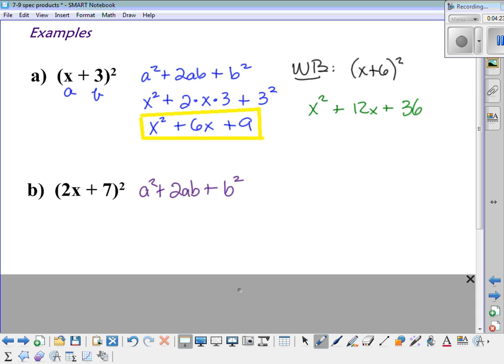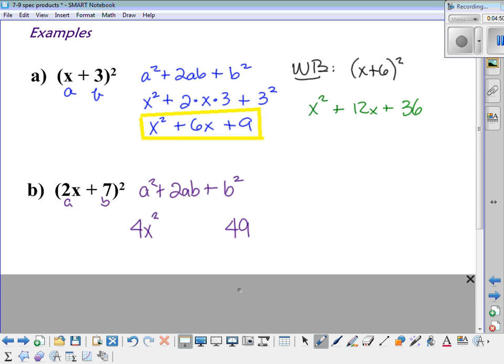Okay, so again, this is my A, that's my B. All right, so if I take 2x and I square it, what's 2x times 2x? 4x squared. Make sure you guys remember that you're also squaring the number, not just the variable, okay? And then 7 times 7 is 49. So that's the other end.